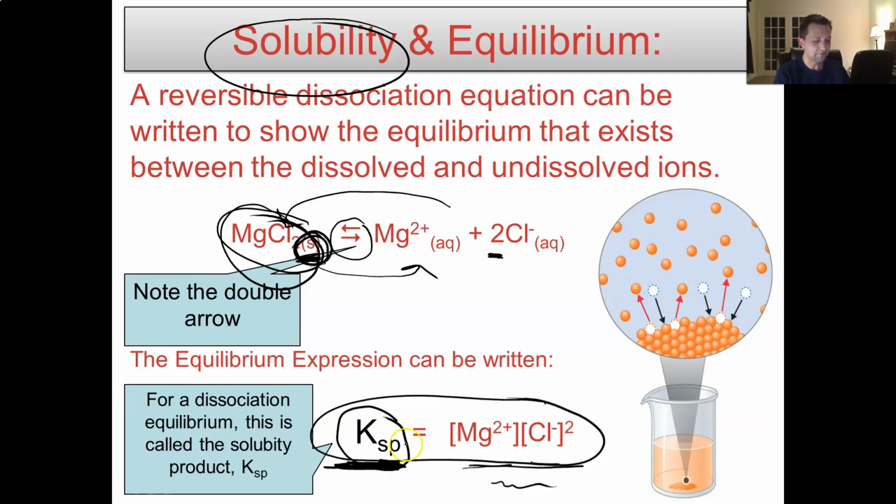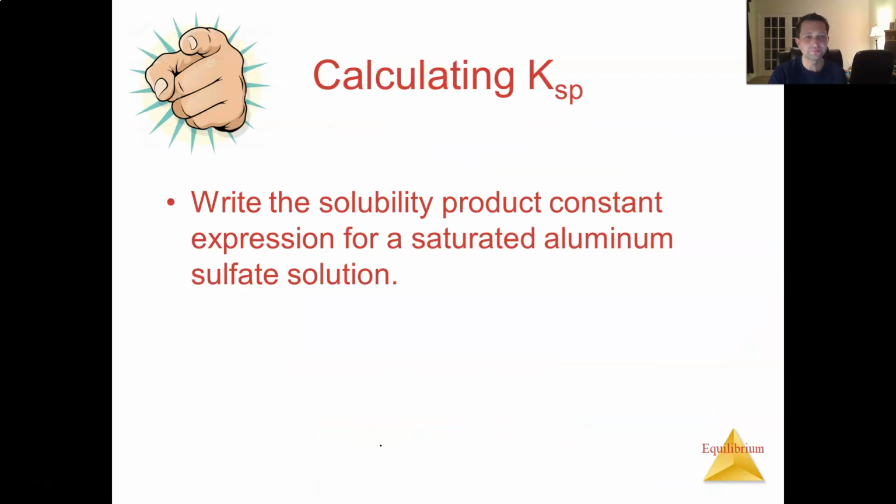Students get confused because there are all these different K values, right? Kc, Keq, Kp, Ksp. It's all just K. It's all just a constant, right? So don't get too hung up on it. But what comes after it as a subscript gives you a hint about what your equilibrium system looks like. So Ksp, you have something dissolving in solution.